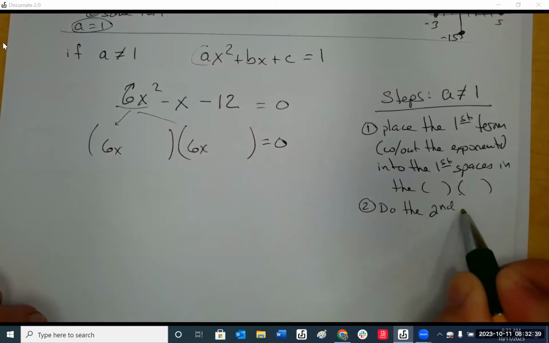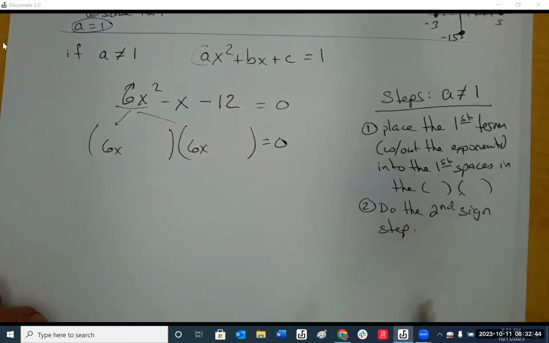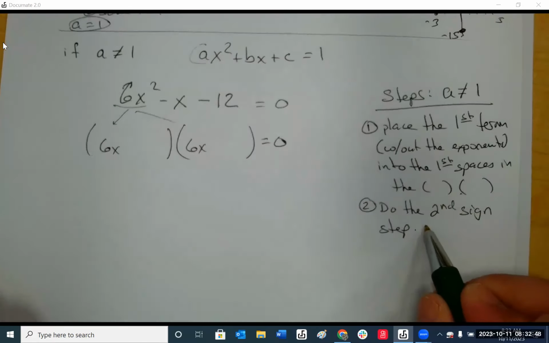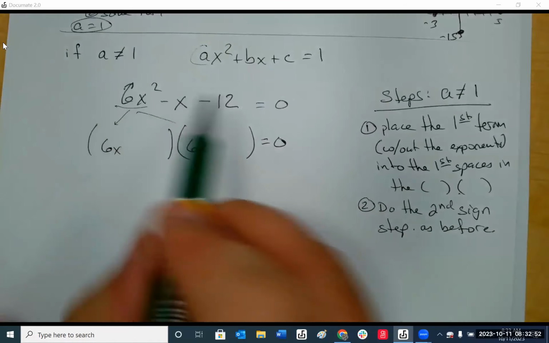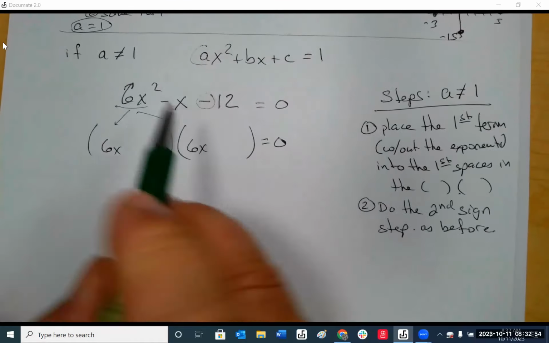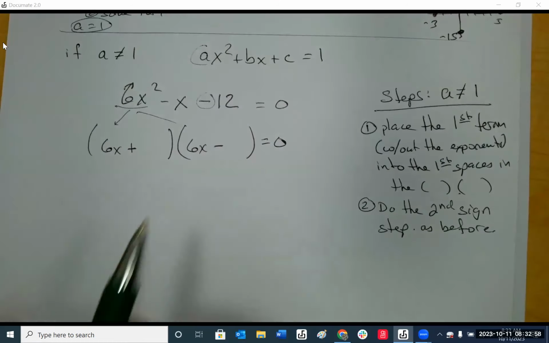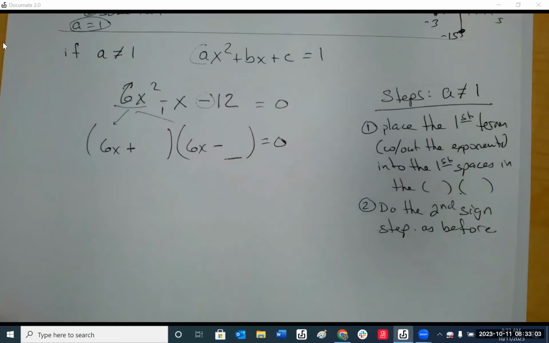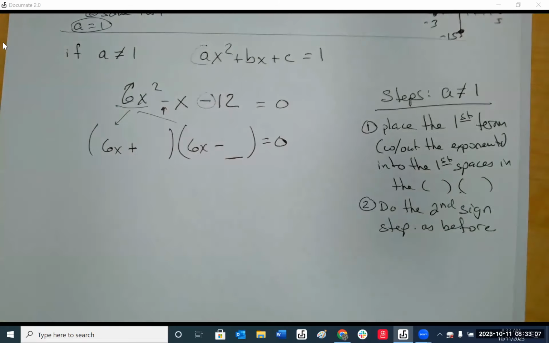Do the second sign step like we did before. As before, if it's negative, that means the signs are opposite. One's plus, one's minus. And the bigger number goes there when we finish our solutions, since that's a minus.